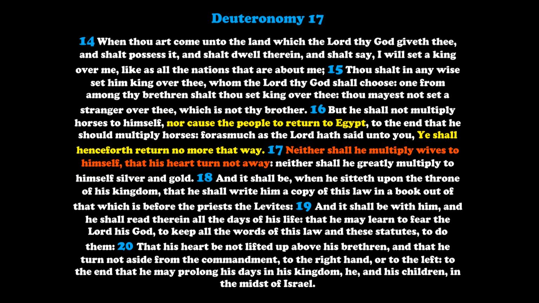The Lord goes on to say, "One from among thy brethren shalt thou set over thee. Thou mayest not set a stranger over thee, which is not thy brother. But he shall not multiply horses to himself, nor cause the people to return to Egypt, to the end that he should multiply horses." So, the kings are not to go back to Egypt for any reason, and it's specifically the reason to multiply horses. So keep that in mind. "For as much as the Lord hath said unto you, ye shall henceforth return no more that way."